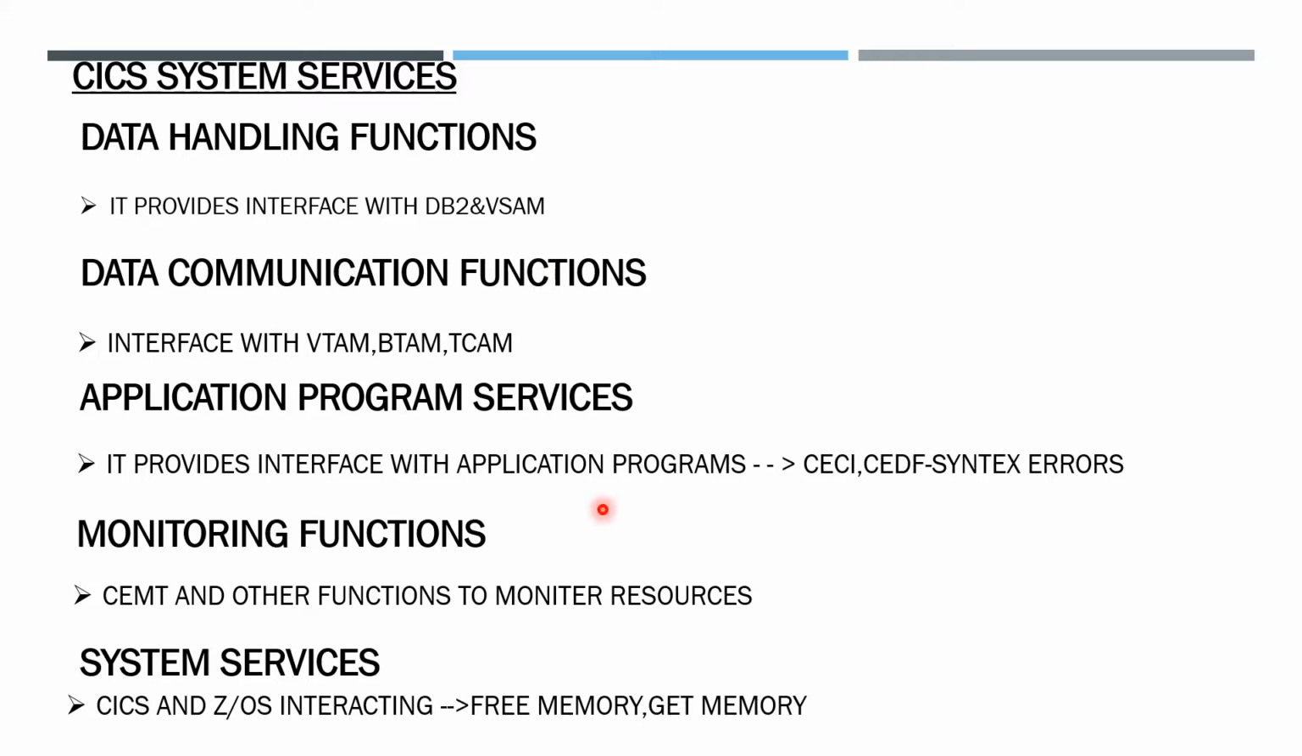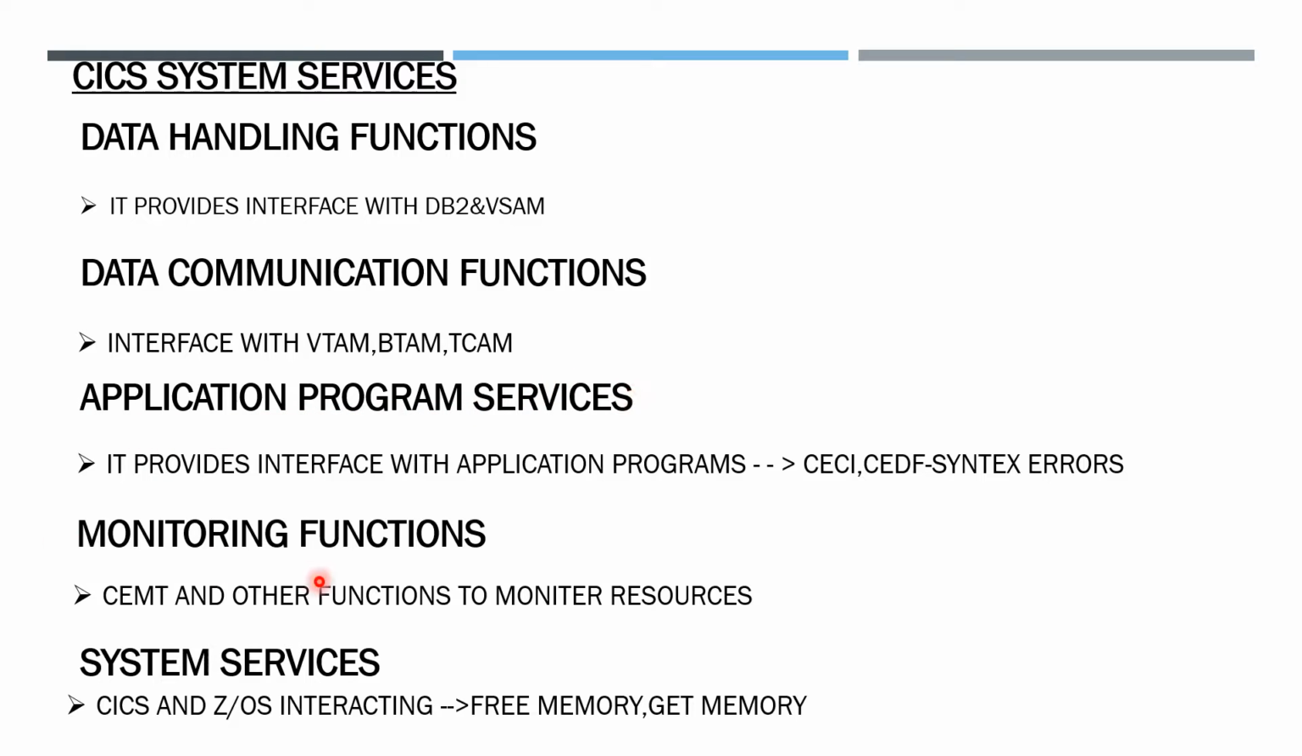These five are the major functions of CICS. With these five functions we can handle the data. CICS can access the data from the database using the data handling function. With the data communication function, a user can interface with CICS and access it. With application programming services, if the user invokes an application to open, to run, or a program to execute, all of that is performed.